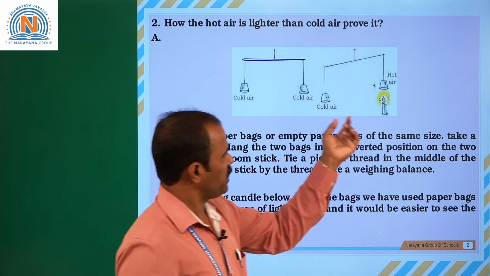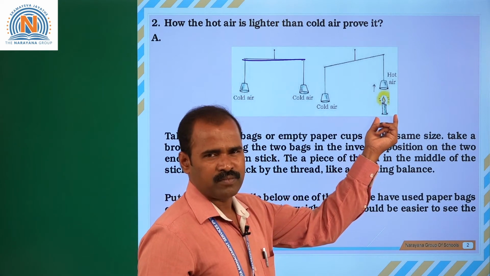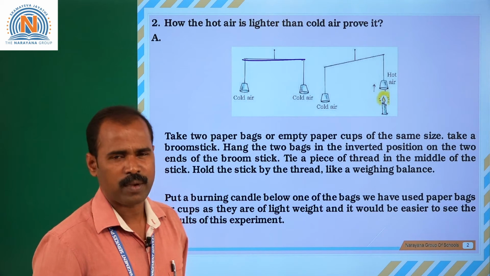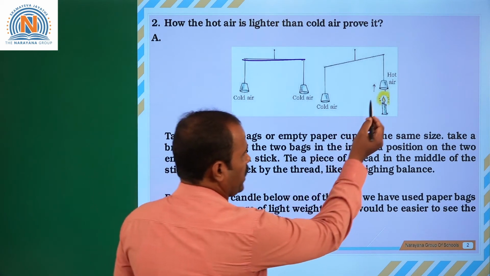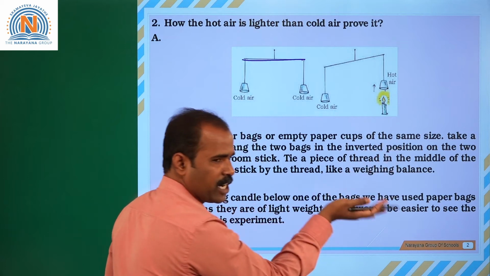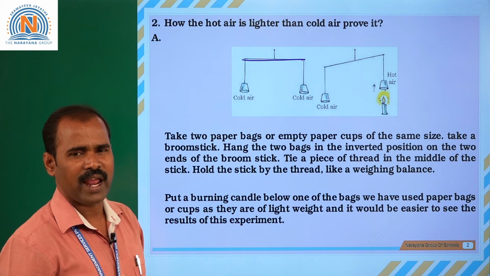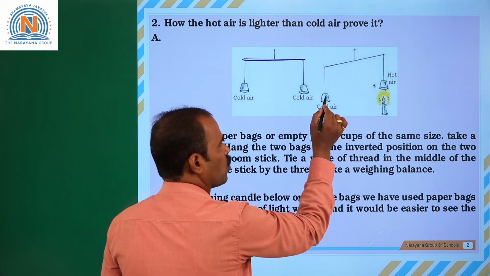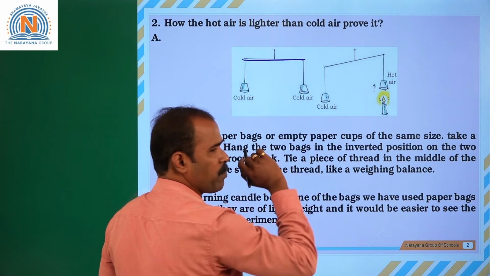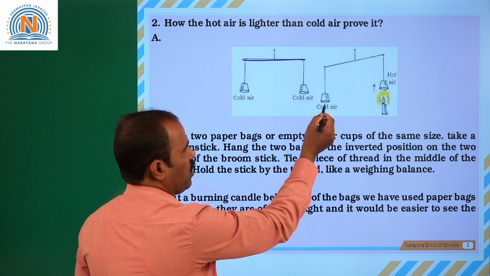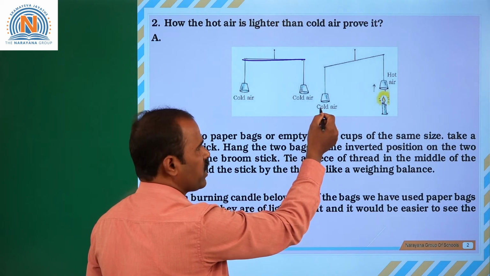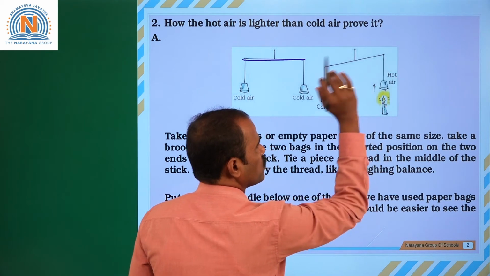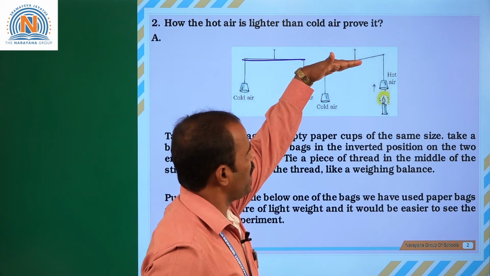Now you place a lighted candle below one paper cup. What happens? The air inside the cup gets heated up. Hot air becomes lighter than the cold air, so the cup gradually moves up. The cold air in the left side paper cup is heavier, so it moves down. Hot air is lighter, so it will move up.